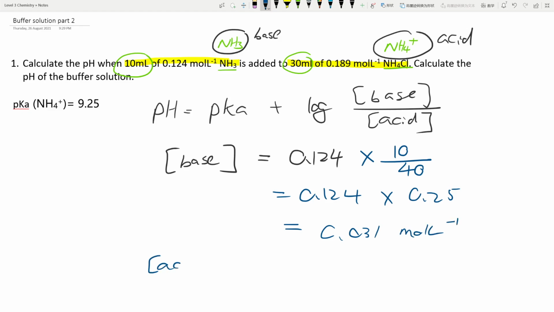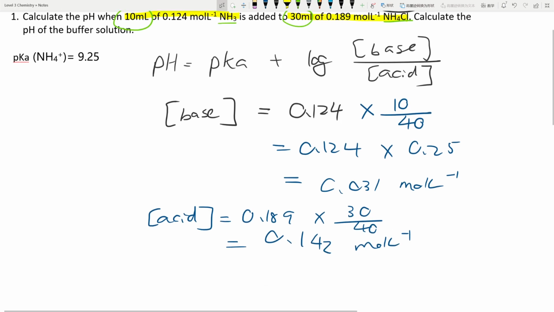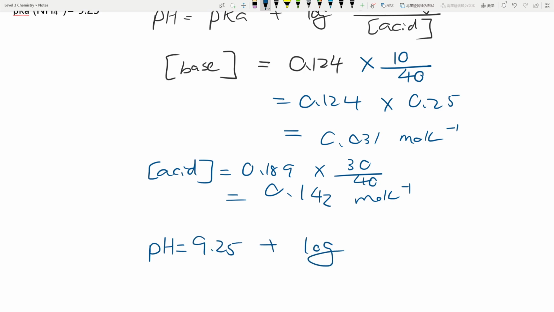Now for the concentration of the acid, which is the NH4 plus concentration, that's going to be 0.189 times 30 divided by 40, because it's also diluted. So that's 3 divided by 4, which is 0.142 moles per liter. Okay, so once you've got these two concentrations, you just substitute into the equation. pH equals pKa, which is 9.25, plus log the concentration of the base, 0.031, divided by the concentration of the acid, and then just do the calculation, and you should find the answer being 8.59.